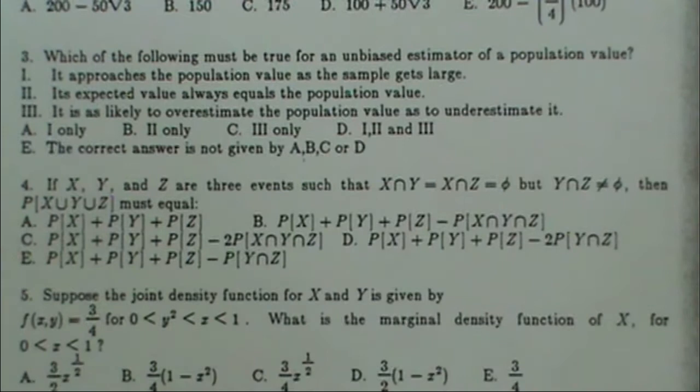Problem number 4. If x, y, and z are 3 events such that the intersection of x and y equals the intersection of x and z equals the empty set, but the intersection of y and z is not the empty set, then the probability of x union y union z must equal.